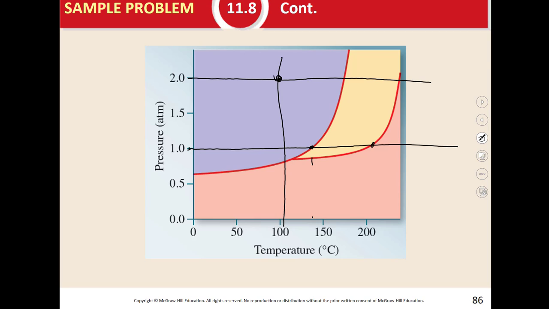And then the last one was, what is the triple point? So the triple point is right here. That's like 0.7 something, about 0.8 atmospheres. Yeah, about 0.8. And they said 115 degrees Celsius. So from a phase diagram, be able to identify those three things.